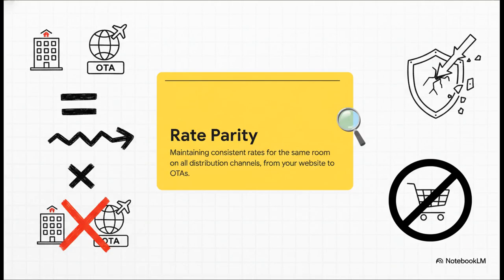Okay, let's just focus on one of those vital signs for a second: rate parity. This is absolutely critical. Think about it. If a potential guest finds a cheaper price for your room on an OTA than on your own website, boom, you've instantly damaged their trust and you've pretty much killed your direct booking strategy. That consistency is just non-negotiable.